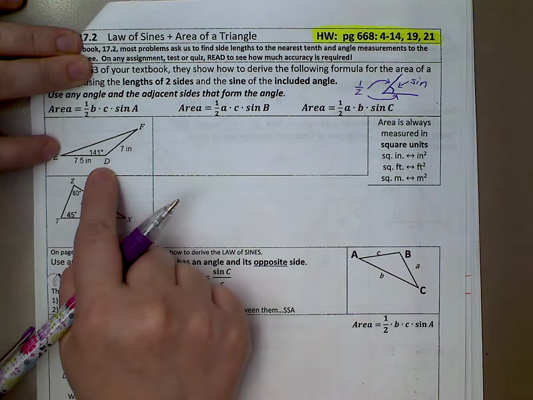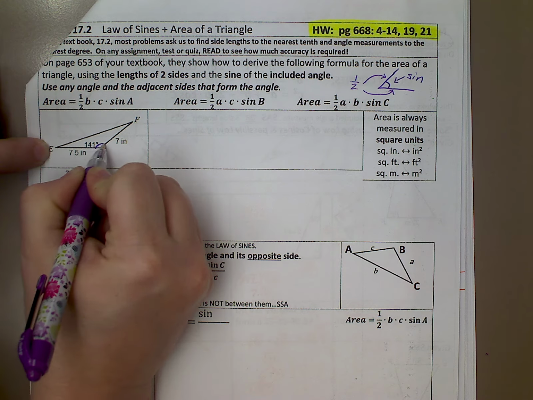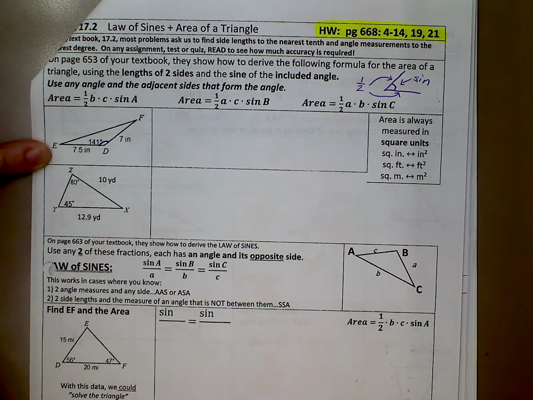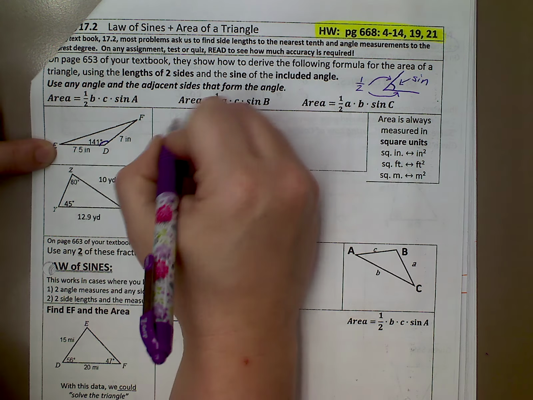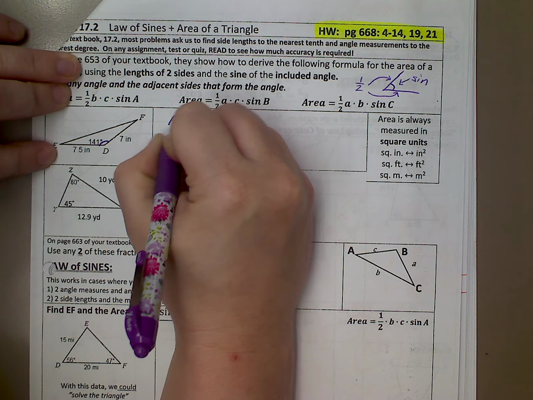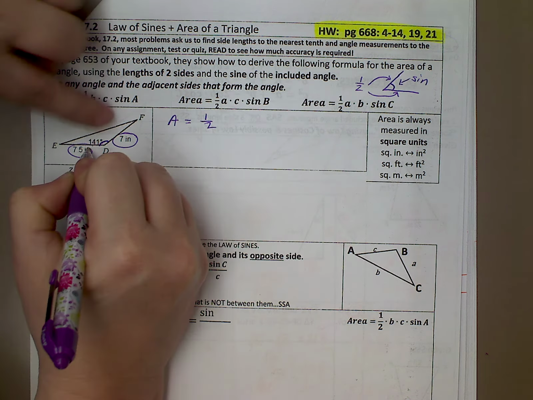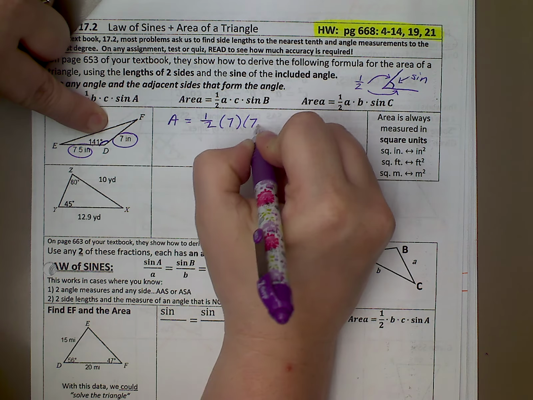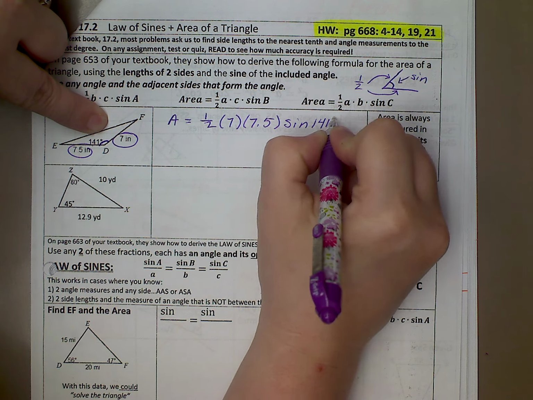So, my first example right here. Here is my angle. It's 141 degrees. That's the obtuse angle. Notice this isn't a right triangle. We can't use SOHCAHTOA or anything on it. But let's see. I'm going to do my area formula. So I'm going to have area equals 1/2 the two sides and then the angle that they make up. So that would be 7 times 7.5 times the sine of 141 degrees.